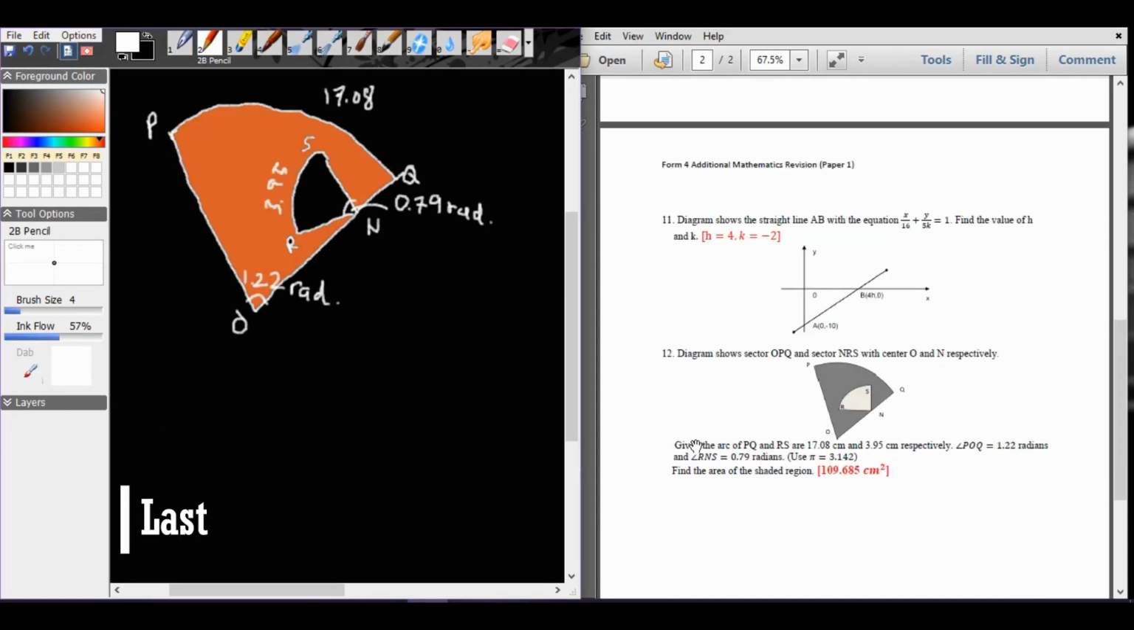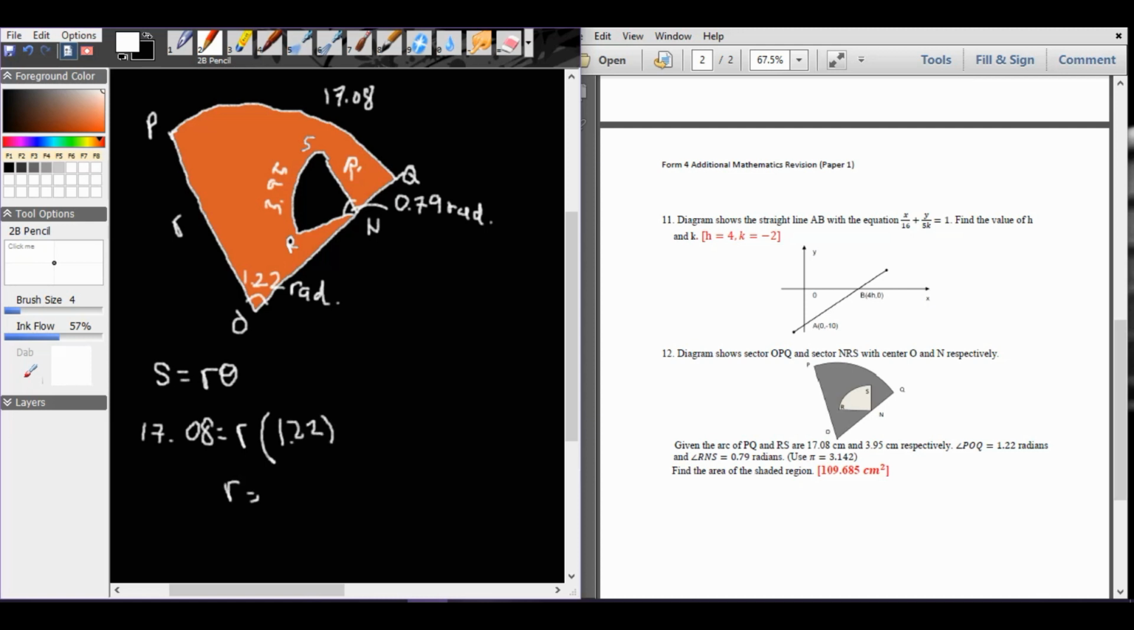12. Given the arcs PQ and RS are 17.08 and 3.95 respectively, and you are given the angle, find the area of the shaded region. Okay, so this question is actually quite straightforward. So you just have to find the radius. Okay, so to find this radius, the formula will be s equals r theta. s is the length of arc. So 17.08 equals r. Theta is the angle in radian, 1.22.